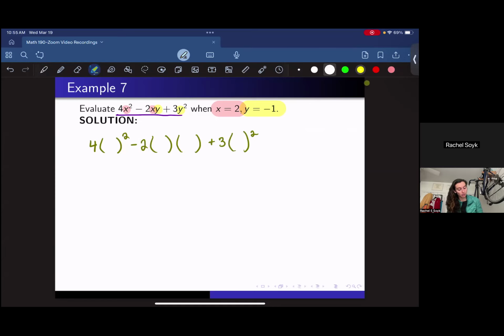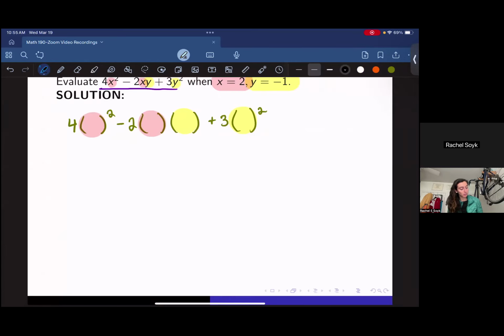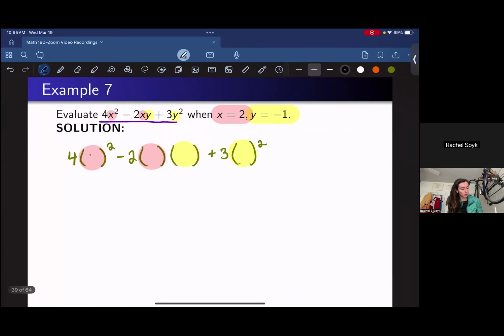And then I'm going to color code. So we have a yellow here, a yellow here, and we have a light pink, and a light pink. Now I'm going to fill them in accordingly. We have 2, 2, negative 1, and negative 1. And now let's utilize our order of operations, our PEMDAS, to simplify. So parentheses and then exponents.